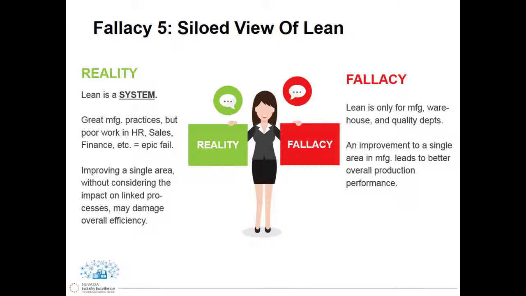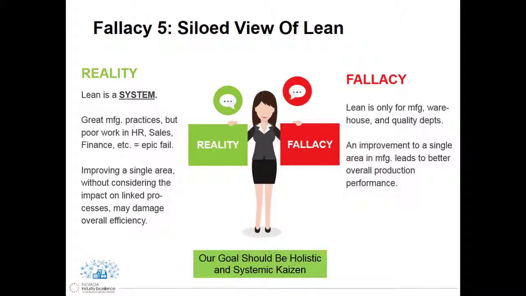Also, improving a single area without considering the impact on linked processes may damage overall efficiency. If we improve throughput in one manufacturing process, but it causes a buildup of WIP in another area, we've just made defects harder to find and correct due to excess inventory. Our goal should be holistic and systemic continuous improvement.